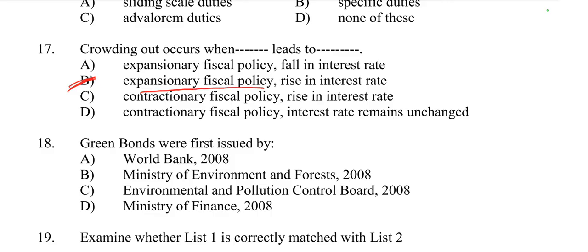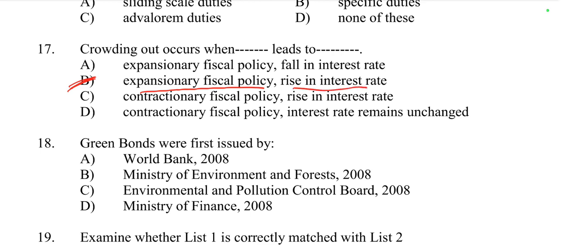Expansionary fiscal policy means what? Such as increase in government spending or tax cut. Expansionary fiscal policy means either an increase in government spending, or a reduction in taxes. It leads to higher interest rate, so it leads to a rise in interest rate.